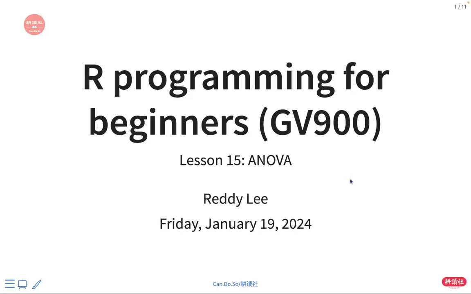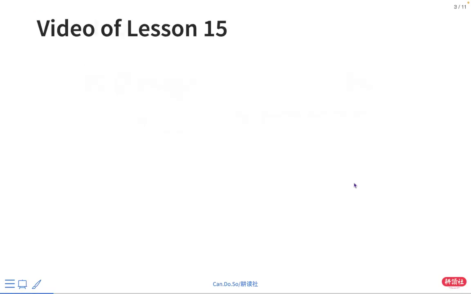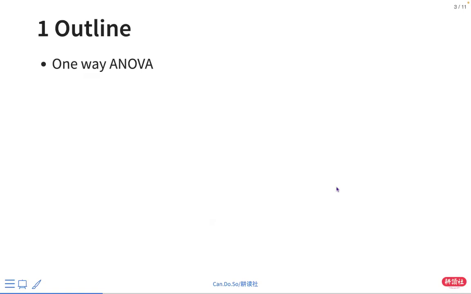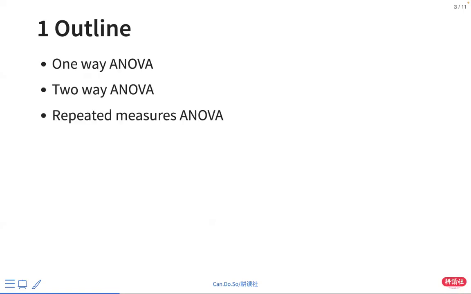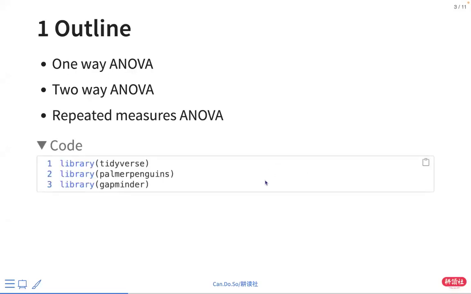Today we're going to learn the ANOVA. And we're going to learn one-way ANOVA, two-way ANOVA, and repeated measures ANOVA. And first, let's note the three packages we are going to use in this lesson. The first one is tidyverse, and the second one is Palmer penguins, and the third one is Gapminder.